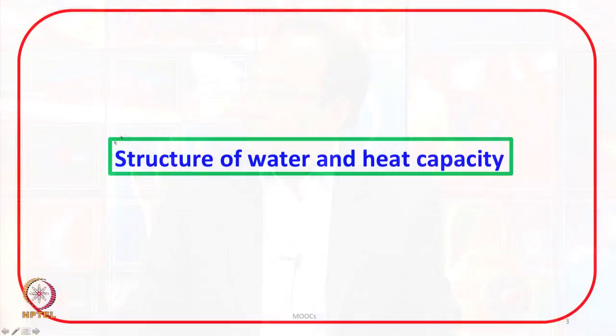Therefore, in biological systems, whenever there is a change and we want to address the thermodynamics of the process, we cannot ignore the environment, we cannot ignore the changes in the structure of water which is surrounding the protein molecules. So, that is why we should understand the structure of water and how it is related to heat capacity. Let us spend some time on the discussion of structure of water.